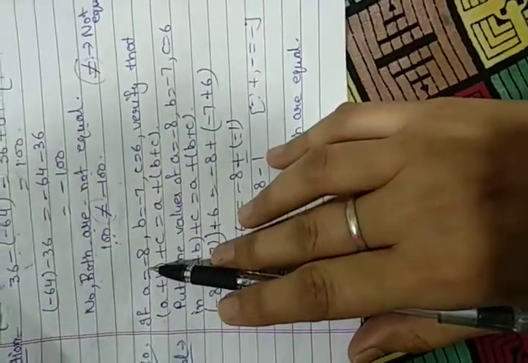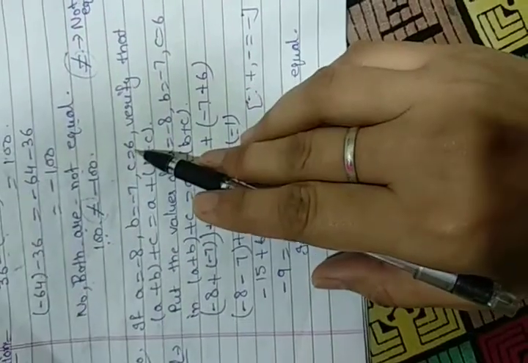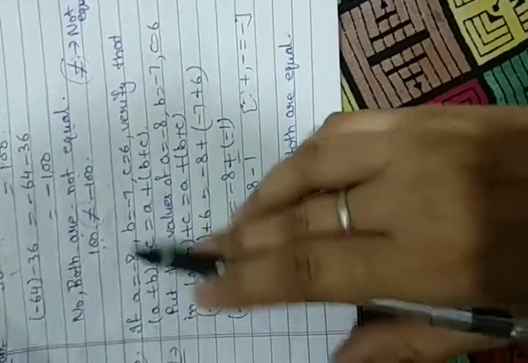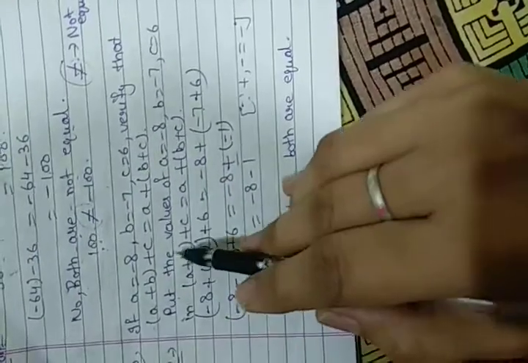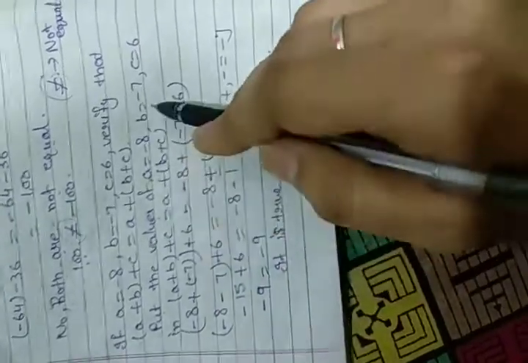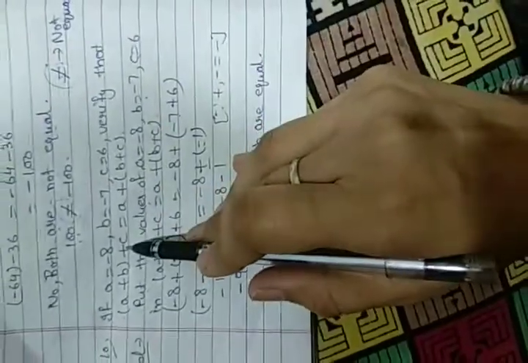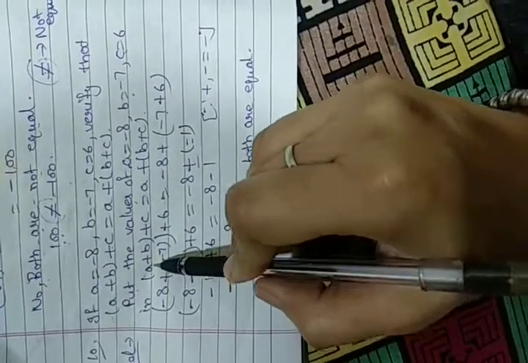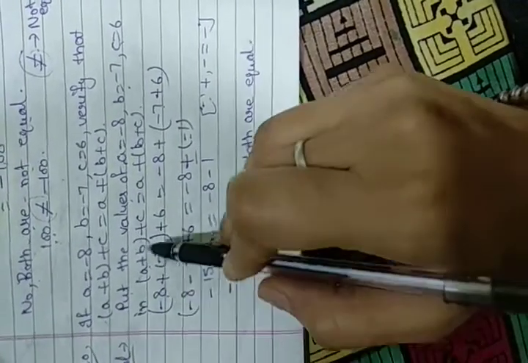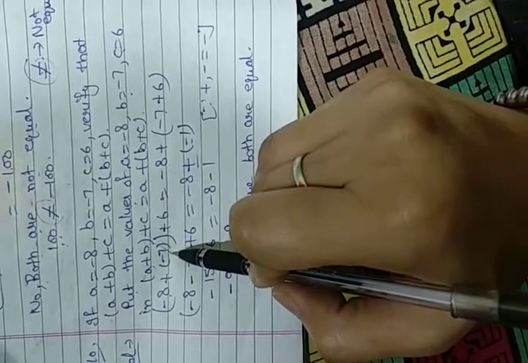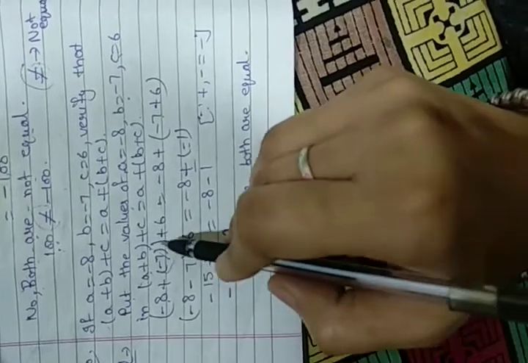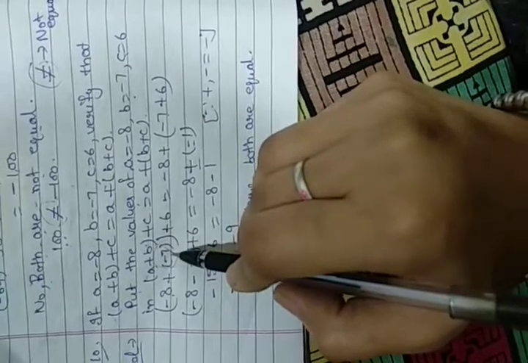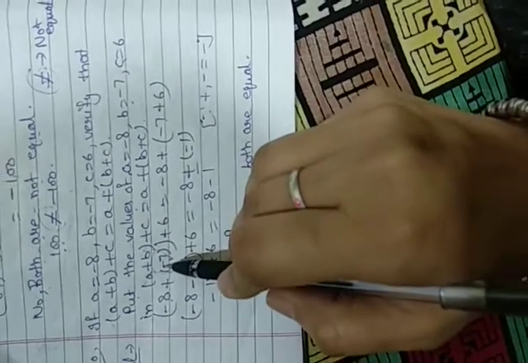What is given? A, B and C. Value of A, B and C. Now put the values of A, B and C in these equations. Okay, what is the value of A? Minus 8. Value of B? Minus 7. Okay, now put the value of B, minus 7, in bracket.